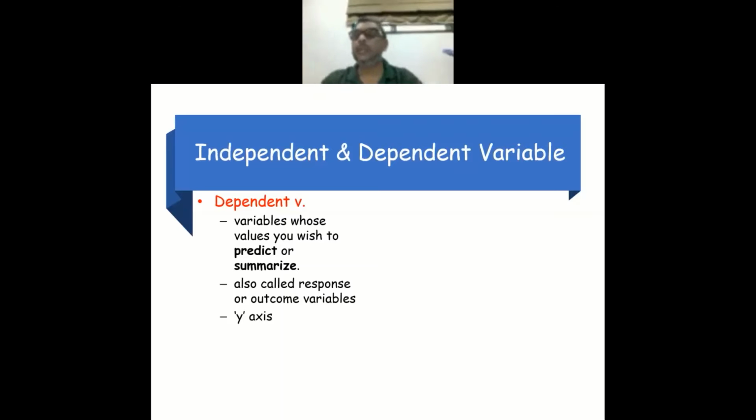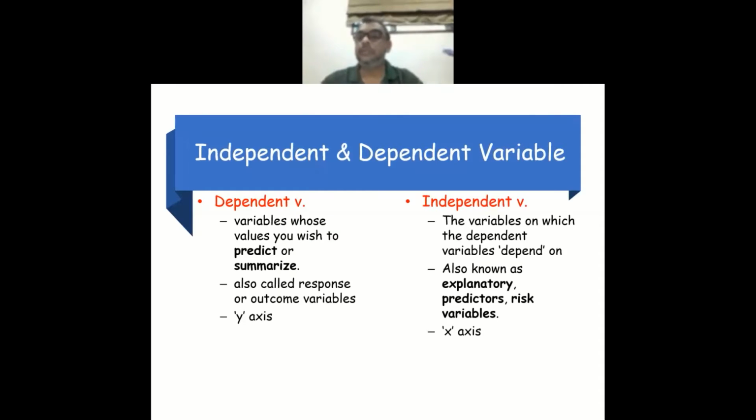Okay. Your weight is depending on something else. The more you eat, the bigger you get. The less you exercise, the less you fast, the bigger you get. Okay, so that's the dependent. Independent is what affects that dependent.